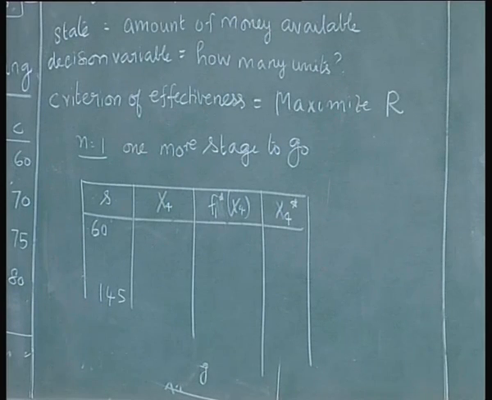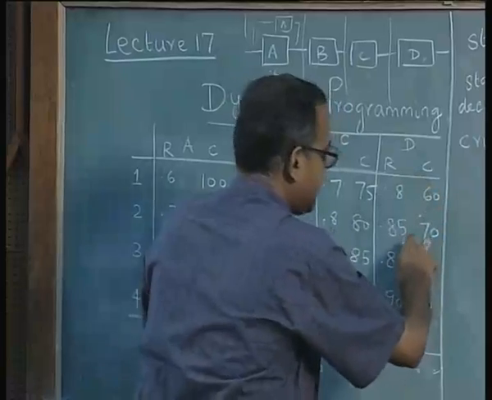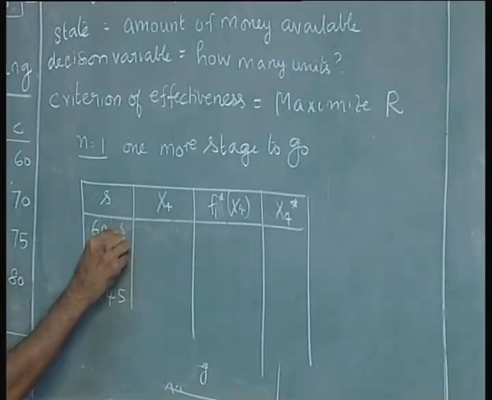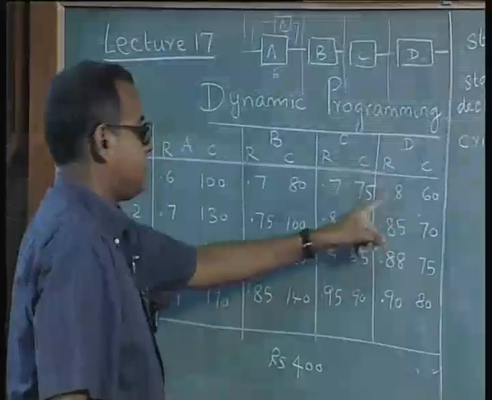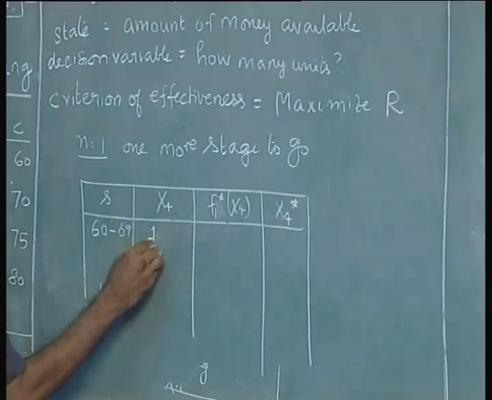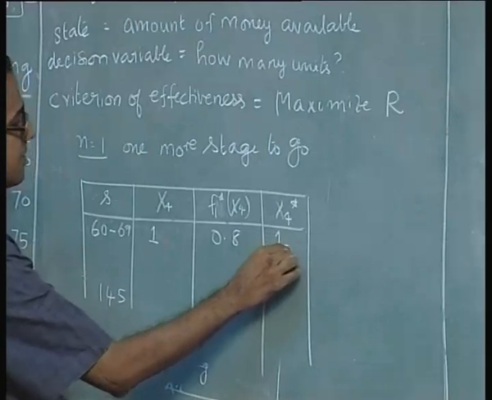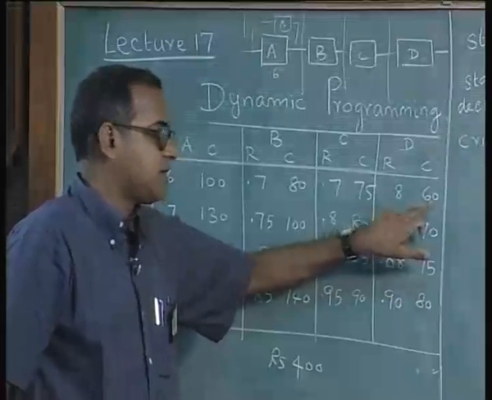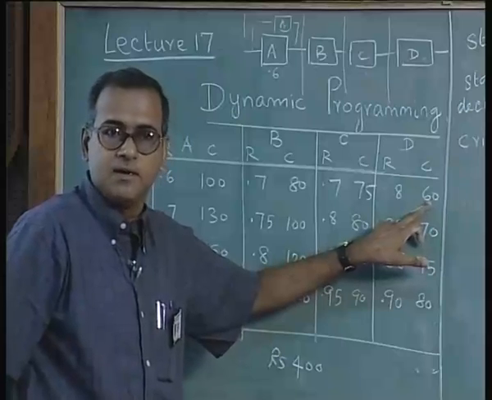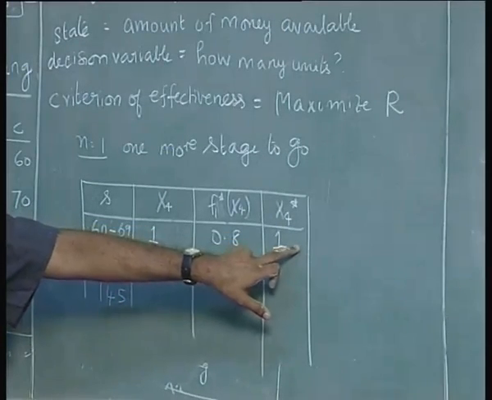Now if it is from 60 to say 70 or 69, then I can buy only one of this, so x4 is 1 and the reliability is 0.8 and x4 star is 1. When I have between 60 and 69 rupees, I can buy only one of D, therefore my reliability is 0.8 for D and I buy exactly 1.